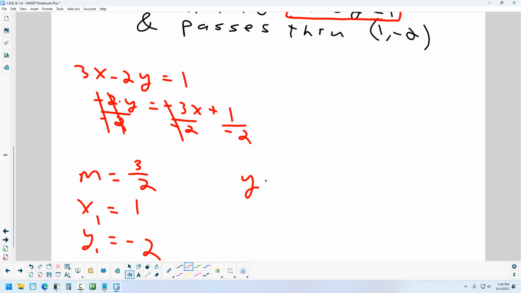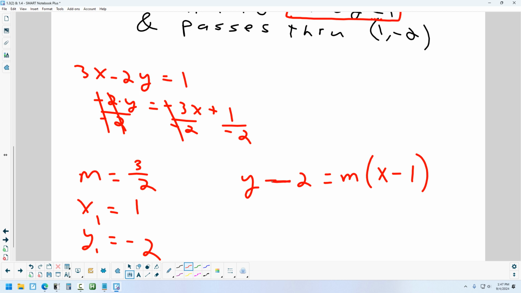So it's y minus, what comes after the minus here? Negative 2. Y minus y1 equals, what comes right after the equal sign? M. And what comes after the x minus? X minus x1. Minus a minus is really just going to be a 1.